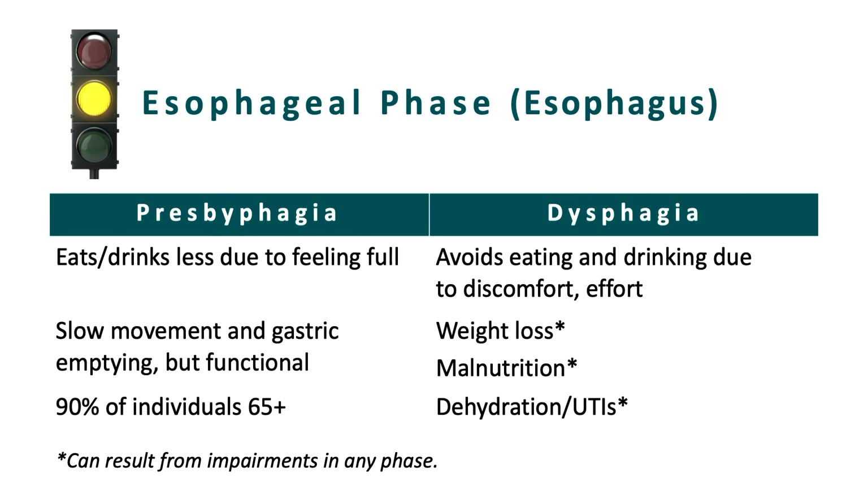Okay. With dysphagia affecting the esophagus, people will often avoid eating and drinking due to the discomfort or the effort and overall just not feeling well, or perhaps vomiting as well. This leads to weight loss, dehydration, malnutrition, and importantly, dehydration is often related to urinary tract infections too, that can be very, very dangerous in the elderly population.